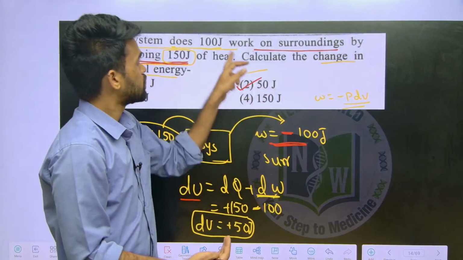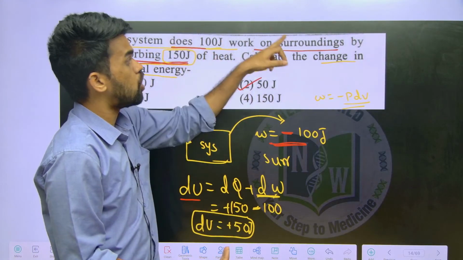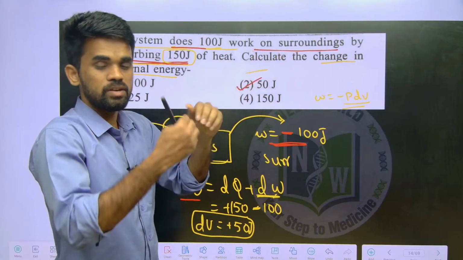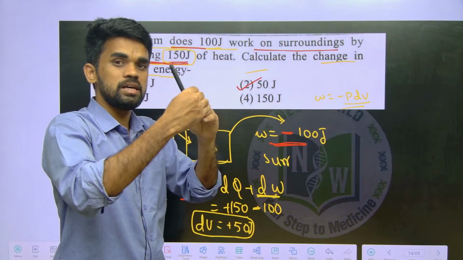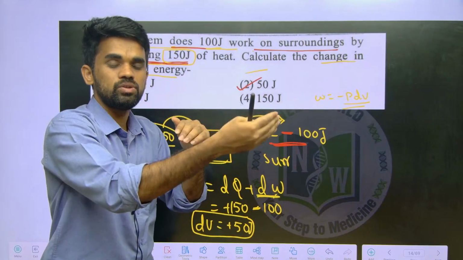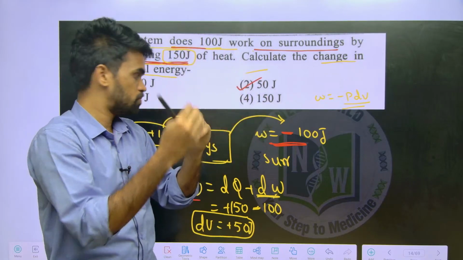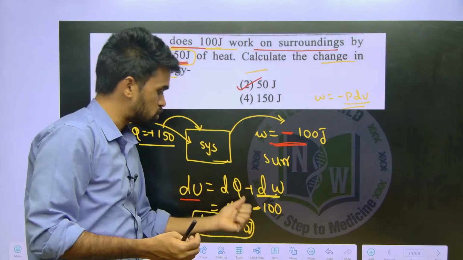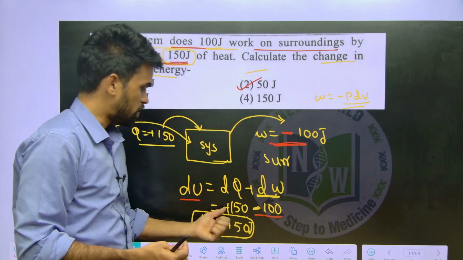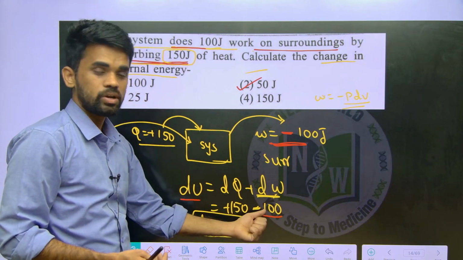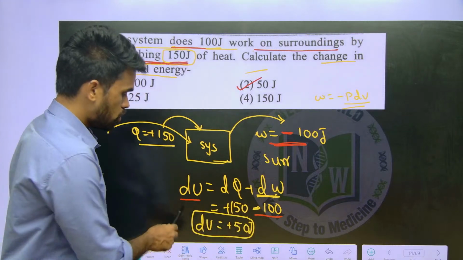And then next, work is done by the system on the surroundings. So the system is doing some work. Work done by the system means negative, work done on the system means positive. So work is done by the system, that's why it is a negative value over here. So 150 minus 100, how much is it? Plus 50. Okay, hope this is clear.